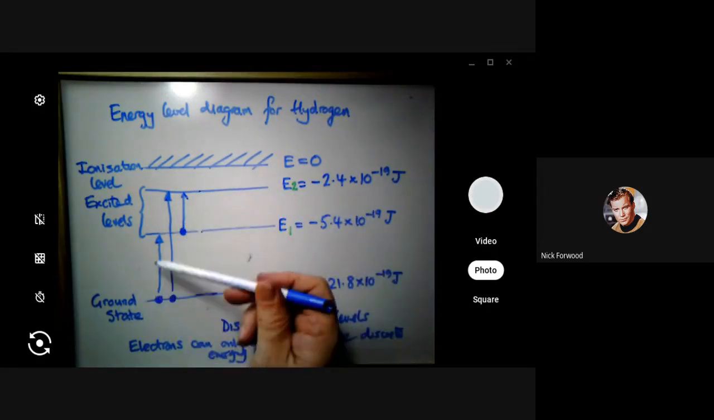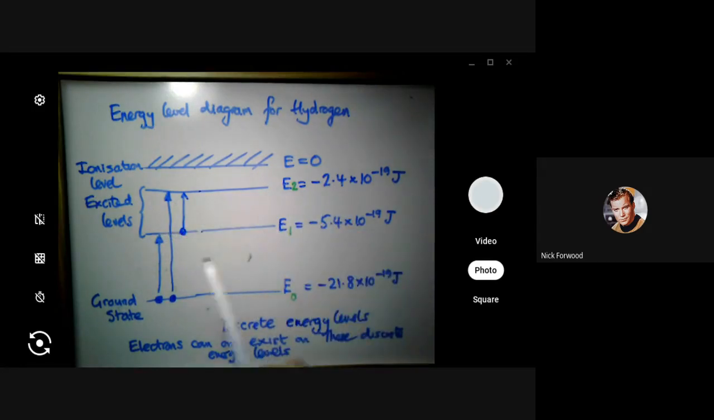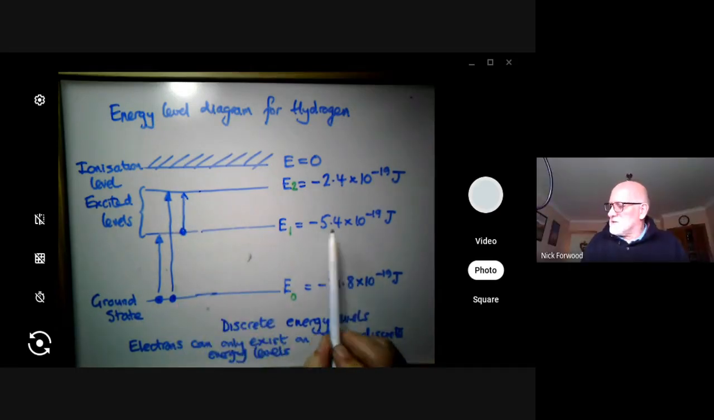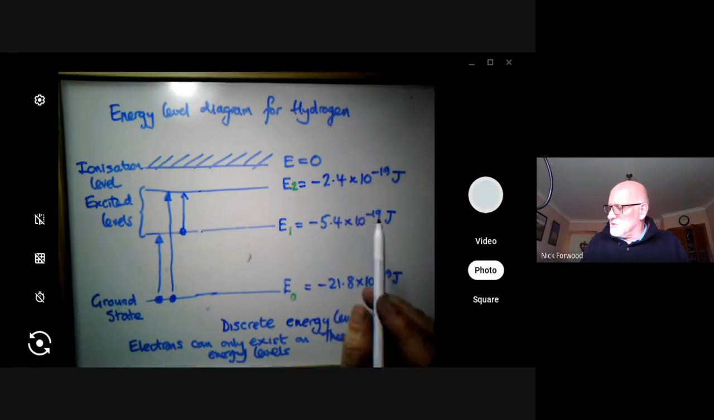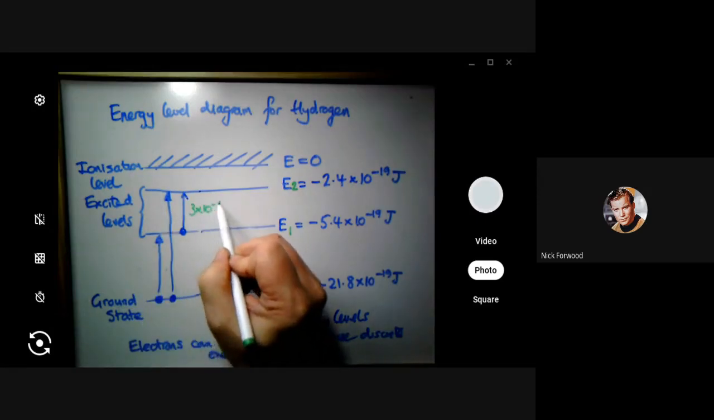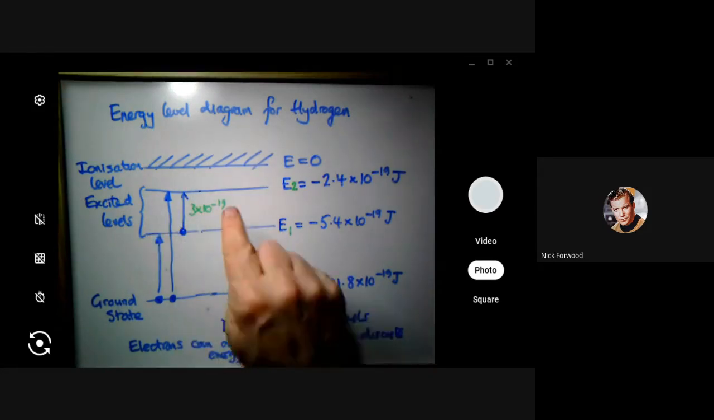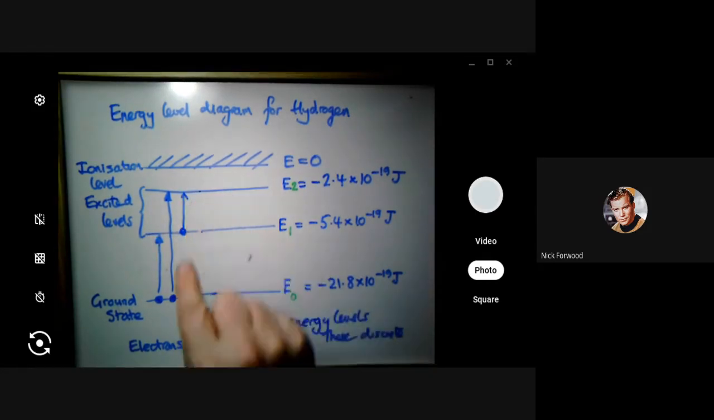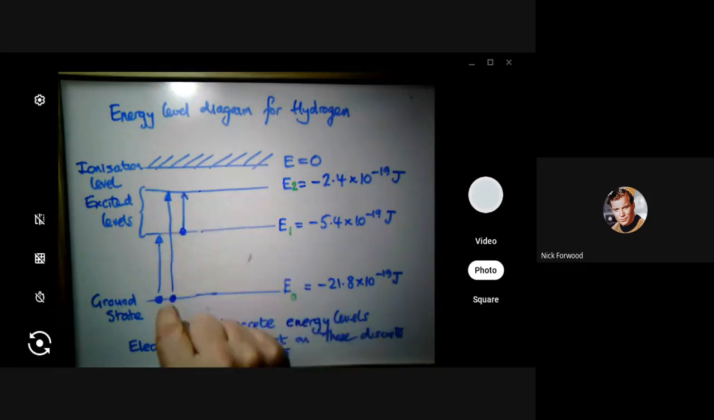It could do this bit to start with, and then later on it could do that there. And how much energy would it need to go from there to there? Well, it's very simple. Take 5.4, take 2.4 away from it, and 5.4 take away 2.4 is exactly 3 times 10 to the negative 19 joules, and then it can make that little step there. So there are 3 ways in which the electron can get there.